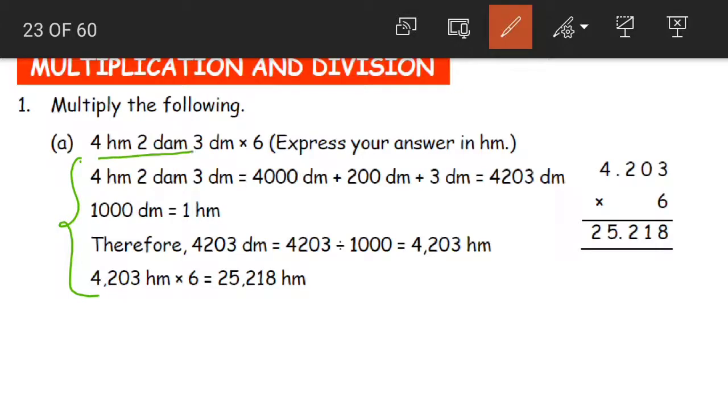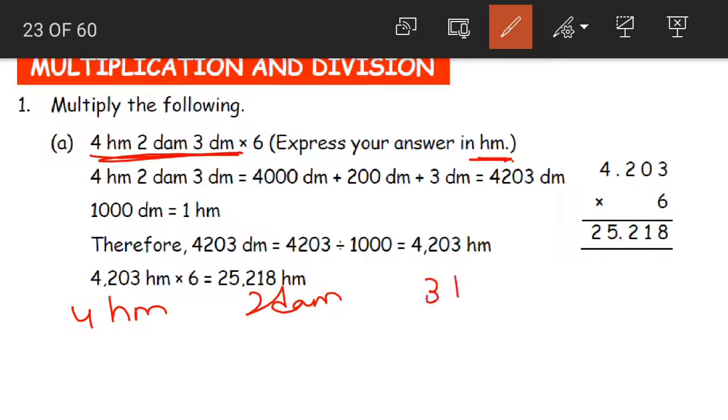First we have converted all the units of measurement into the smallest unit and then depending on the question, here they have asked us to express our answer in HM. So we have converted that into HM. If they would have asked us to express our answer in decameters, then we would have converted into decameters and so on. So you need to read the question before converting. Now what is the other method? Other method is directly converting into HM. See, we have 4 HM, 2 decameters and 3 decimeters.